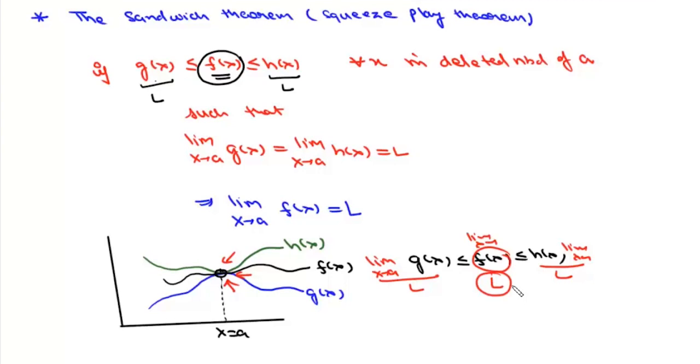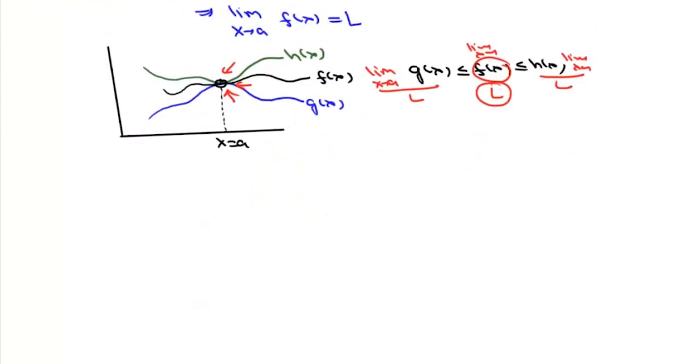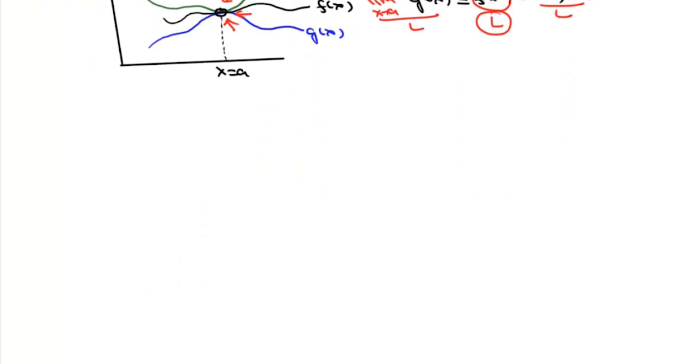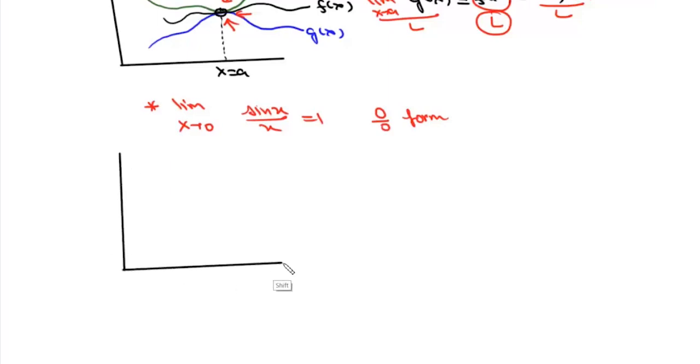Now using the sandwich theorem, we'll prove our very first standard limit, which is this limit: x tends to 0, sin x upon x, it is 1, if it is 0 upon 0 form. For this, what we'll do is take a portion of a circle whose radius is 1 unit. So we have this circle whose radius is 1 unit.